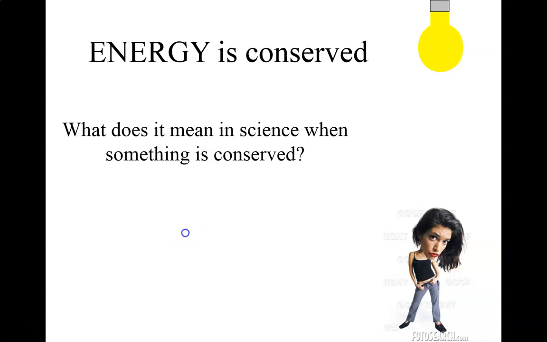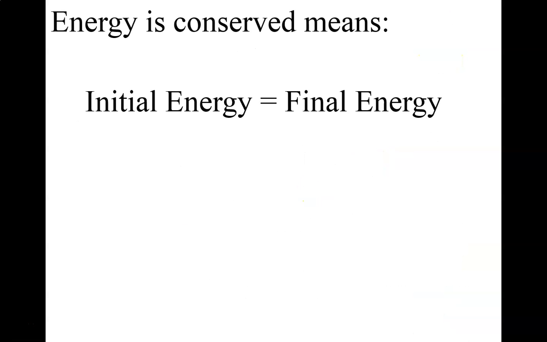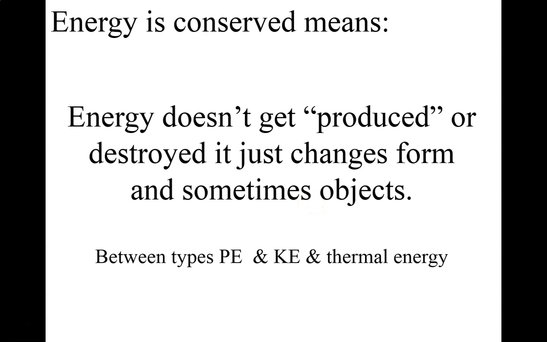We don't mean conserve energy as in turn out the light bulbs when you're not using them, quit wasting electricity. We basically mean that the initial amount of energy that you start with is equal to the final amount of energy that you end up with. None of it is created or destroyed. It's all got to show up somewhere. So energy doesn't get produced or vaporized. It just changes from one object to another object.